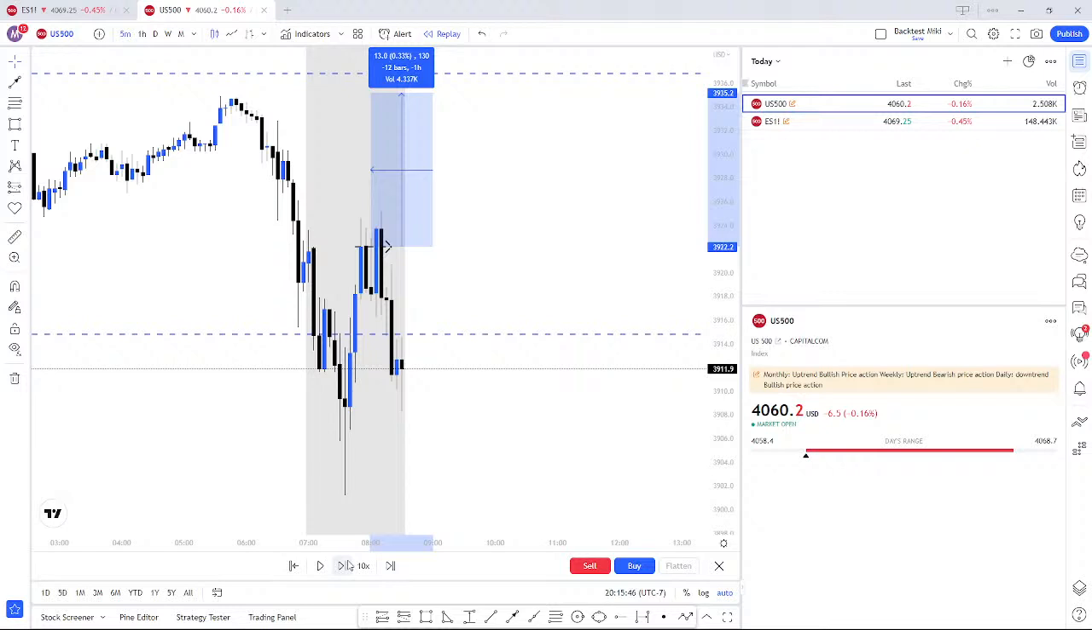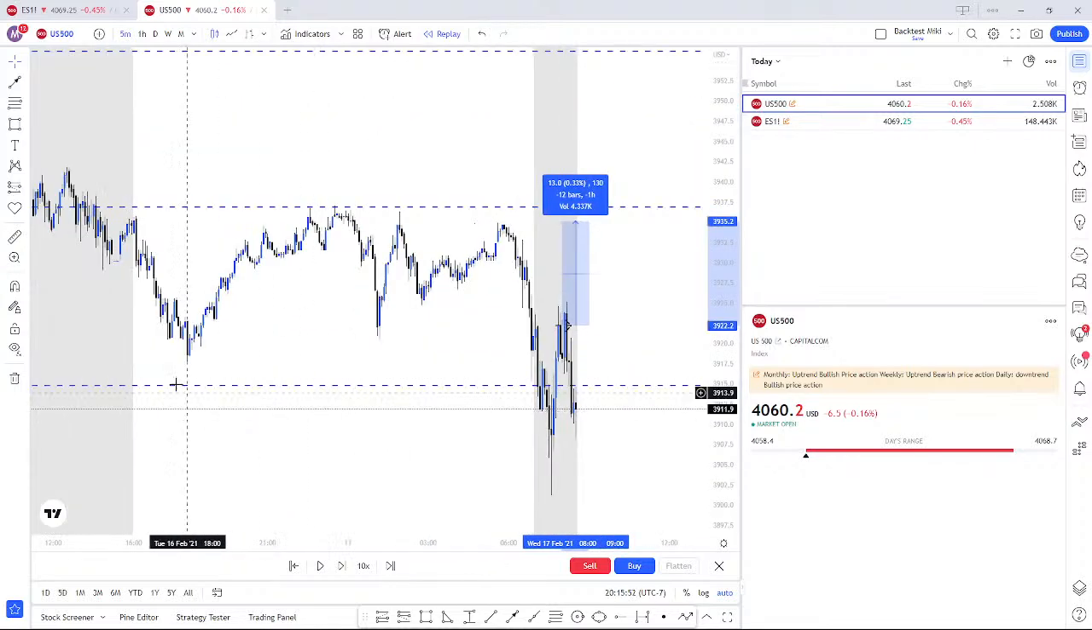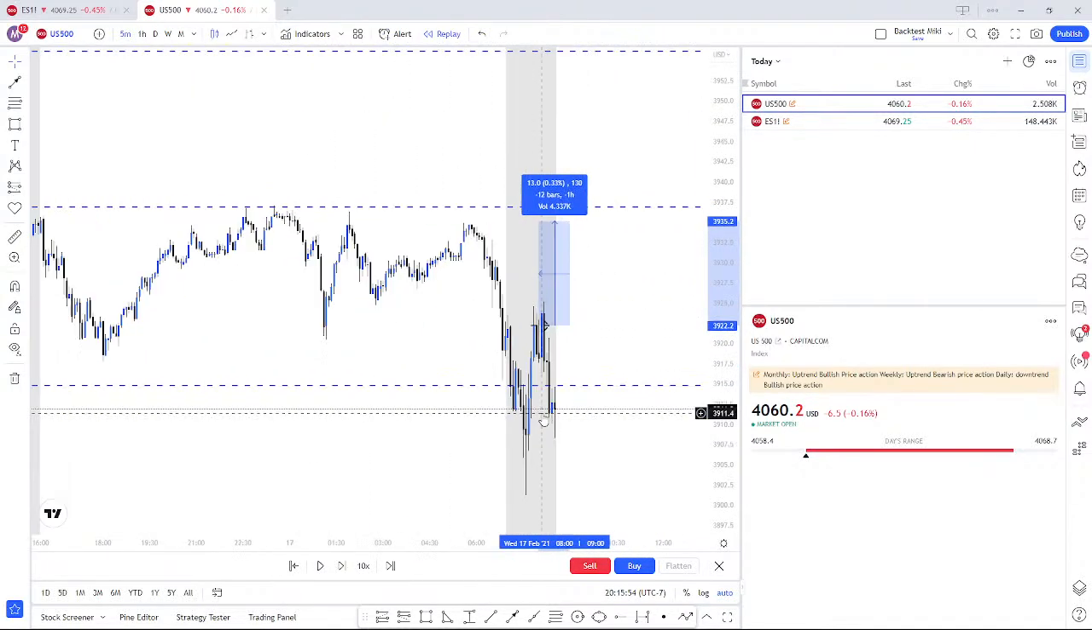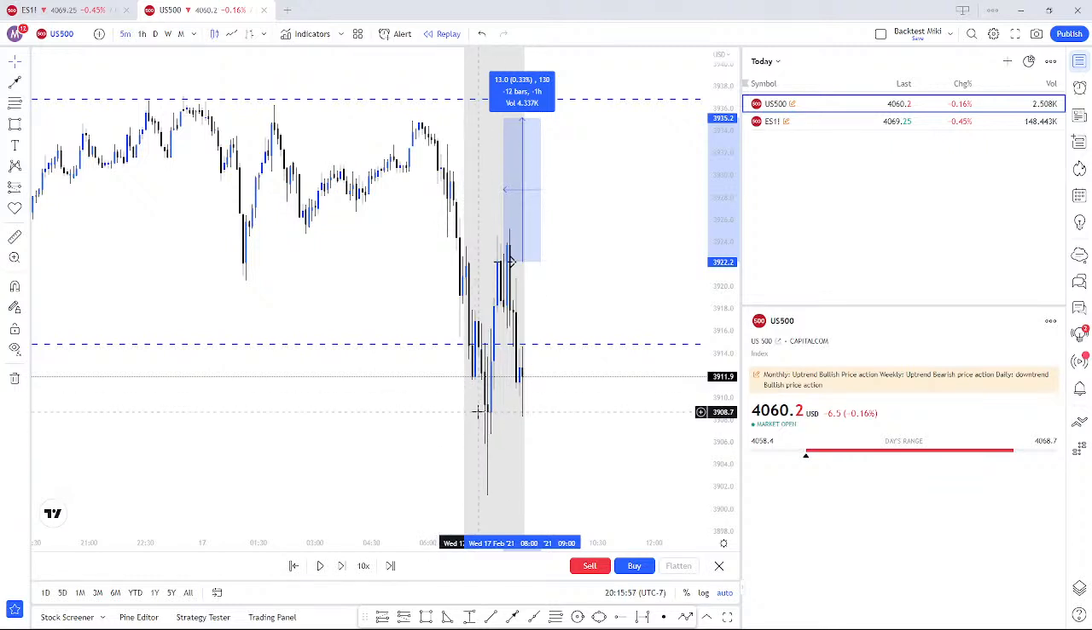If this line wasn't here, right, then I'll just trade. I'll be like, I want to see how price reacts here, which is reacting nicely, to be honest.